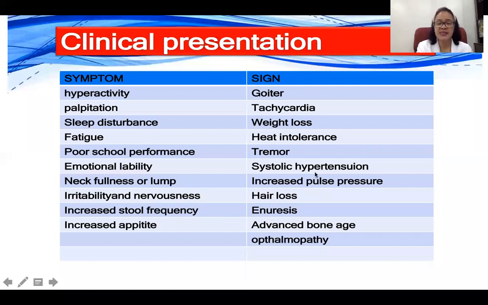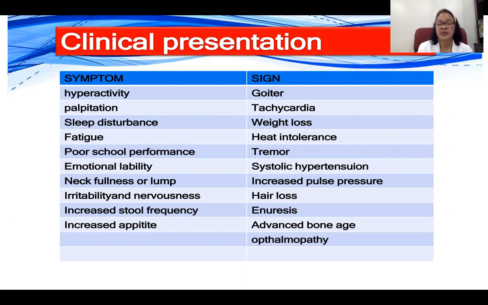So these are the presentations of patients with hyperthyroidism. Symptoms could be hyperactive. Sometimes it could be a reason for the teacher to tell the parents it's attention deficit. Patients may just be super active in school, and then palpitations, sleep disturbance, fatigue, poor school performance, and so on.